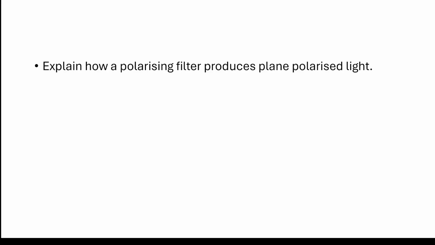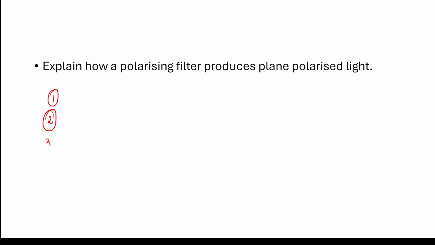Now this could be one of your exam questions: explain how a polarizing filter produces plane polarized light. You should pause and try it yourself. First, you need to explain what unpolarized light is. Unpolarized light has electric field vibrations in all the planes. Now, what does the polarizing filter do? It allows vibration in one direction only and absorbs the other components. That's it.